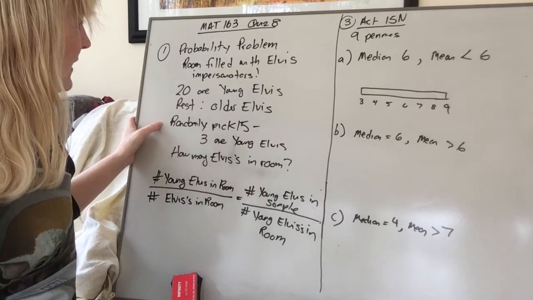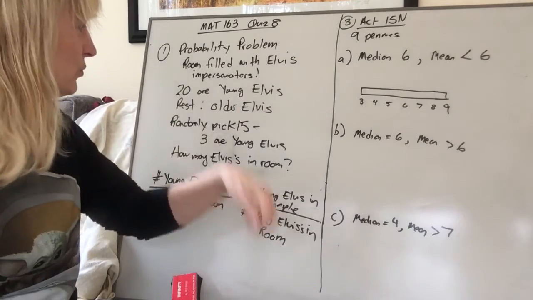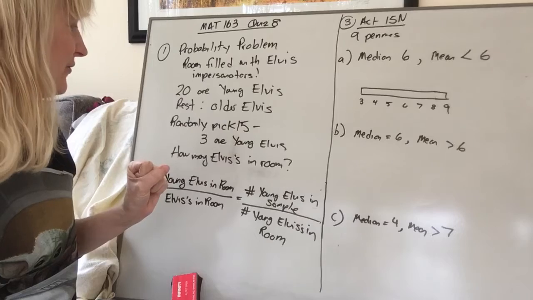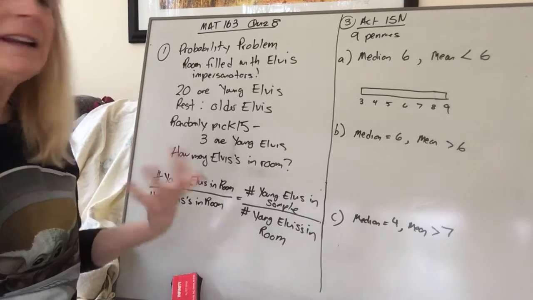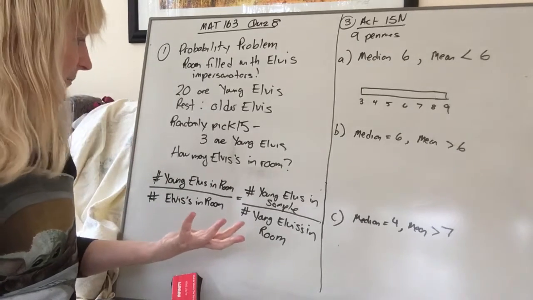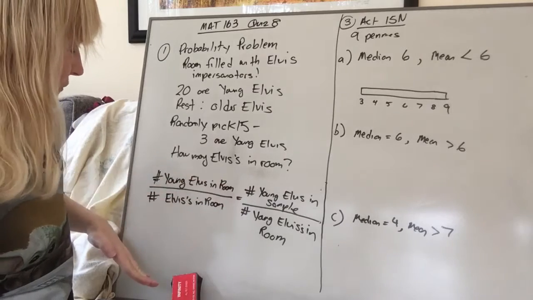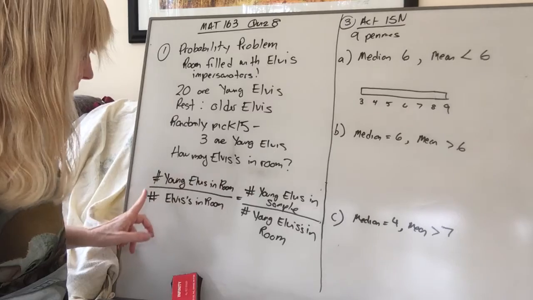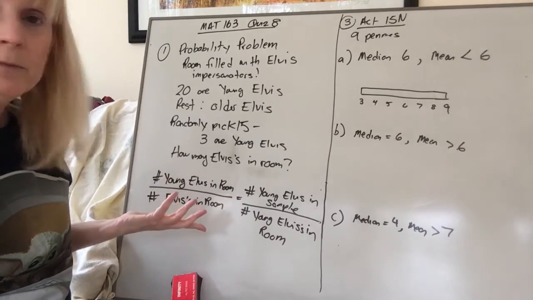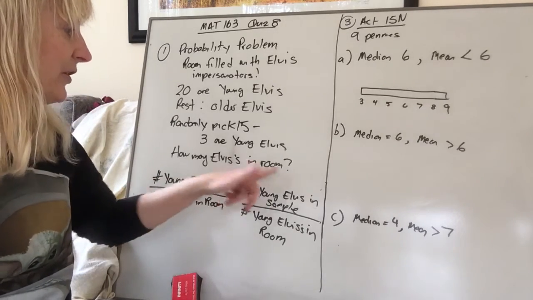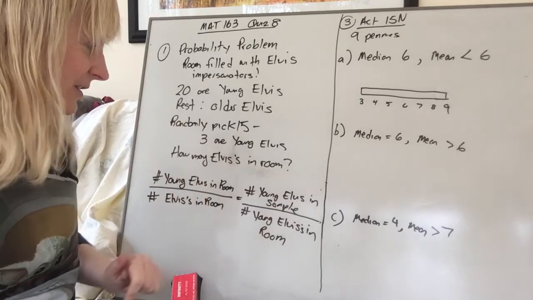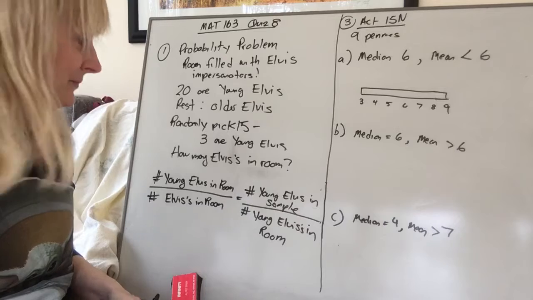So we randomly are gonna pick 15 from this room of Elvises. And when we do that, we get 3 are the young Elvises. So our question is, how many Elvises were in the room to begin with? We wanna know that. So I think what we can do is set up ratios for this, right? We can set up the number of young Elvises in the room over the number of Elvises in the room is equal to the number of young Elvises in the sample over the number of Elvises in the sample, right?